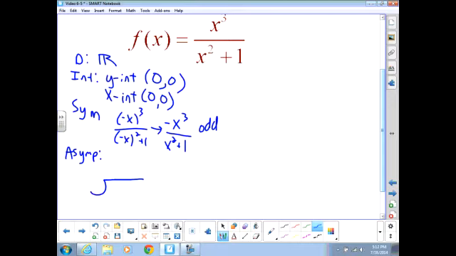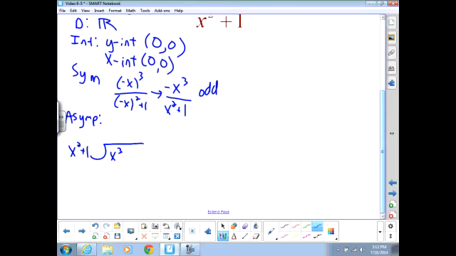So, on the inside we'll put x cubed, on the outside we'll have x squared plus 1. So we want to know what times x squared will give us x cubed. Well, that's just x. So that'll give us x cubed plus x. When we subtract, we'll just get a negative x. Well, now nothing times x squared gives us negative x, so that's it. So our slant asymptote is just going to be y equals x.